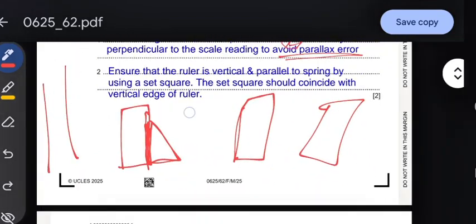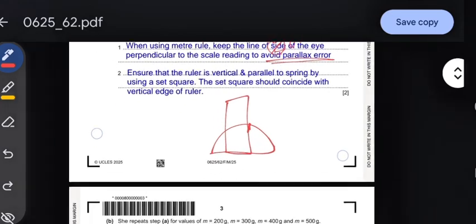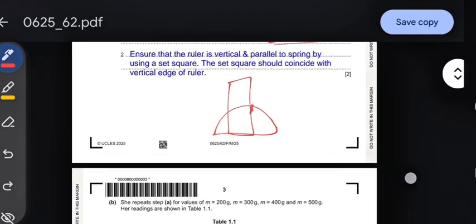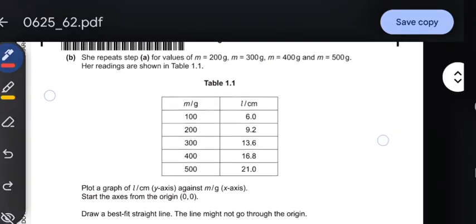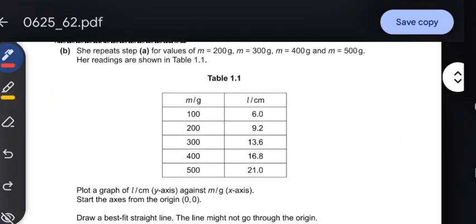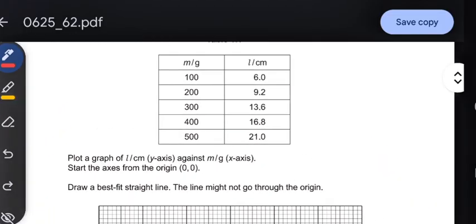Another technique you can also write here is that you can use a protractor. If the 90-degree edge of the protractor coincides with the vertical edge of the rule, then the rule is vertical. All right. Next, she repeats step A for the values mass M equal to 200 gram, 300 gram, 400 gram, and 500 gram. Her readings are shown in table 1.1. So they change the mass and then she measures the length.